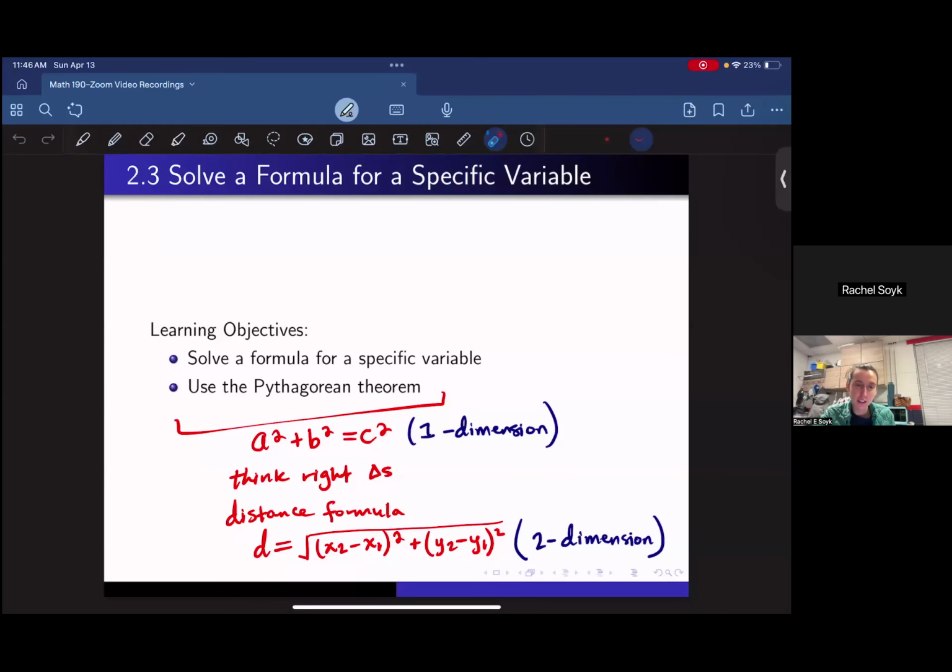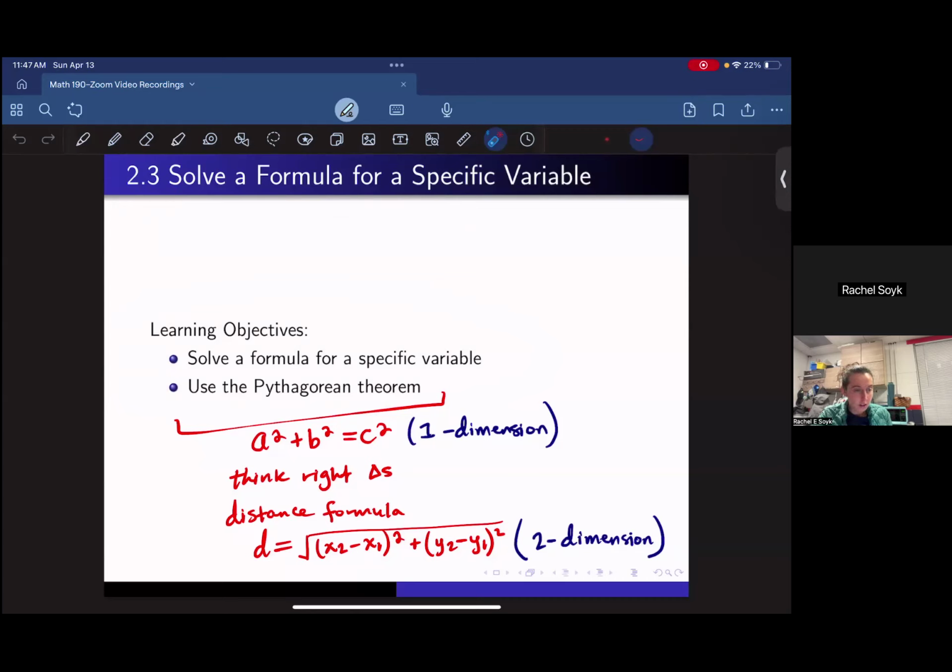Hi, everyone. So today we are going to go over our section 2.3, which is solving a formula for a specific variable. The objectives are as follows. We'll be able to solve a formula for a specific variable. And then the second objective, we'll be able to use the Pythagorean theorem.